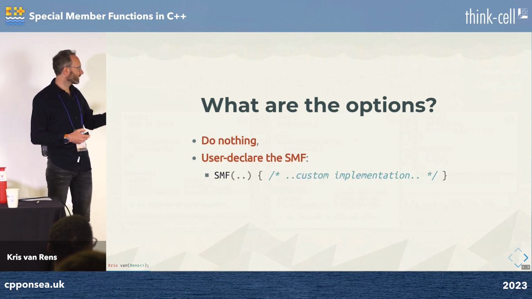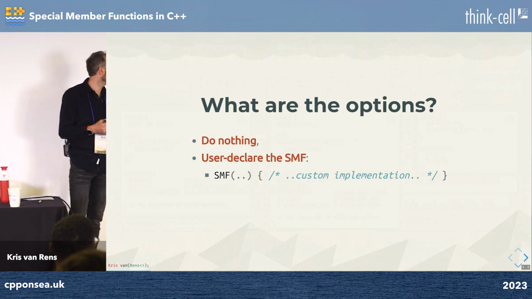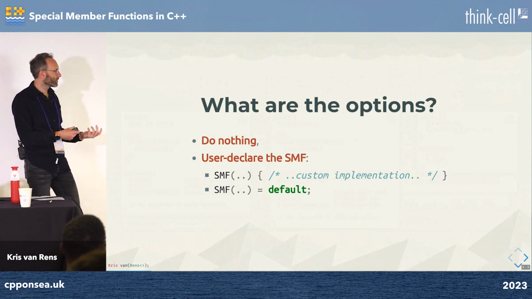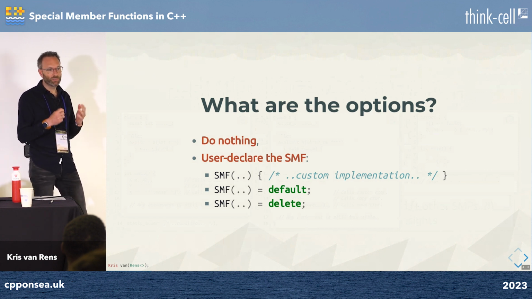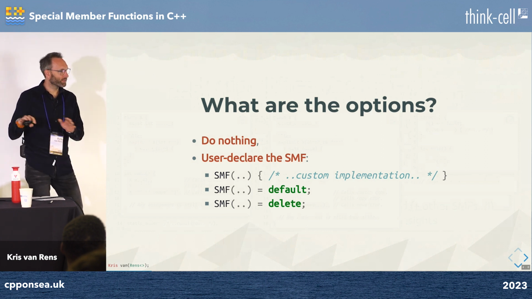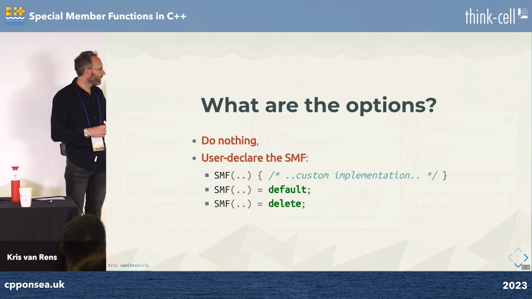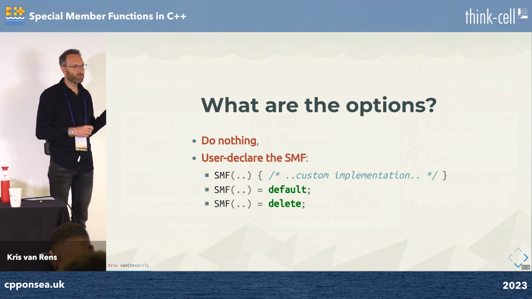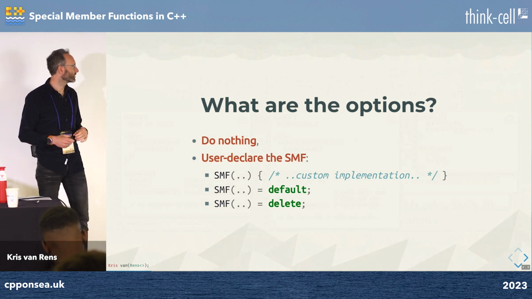We can, of course, create a custom implementation. This is the most obvious way to user declare a special member function. But we can also request a default implementation from the compiler or delete it. And even deleting a special member function counts as user declaring it. And we'll get into that in a little bit more detail later on. But just remember, anything we do with the special member functions counts as user declaring. Because this is really important to understand the table that we're going to look at in the next section.